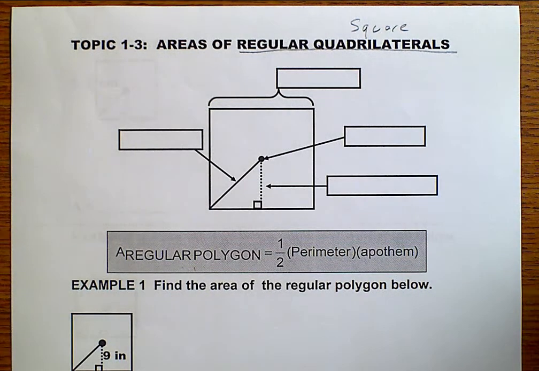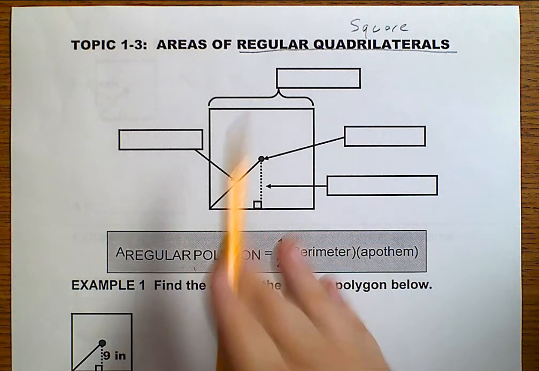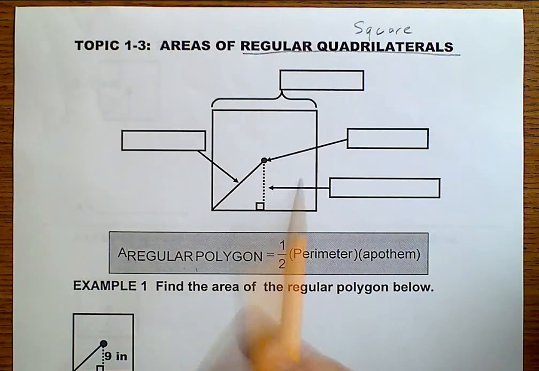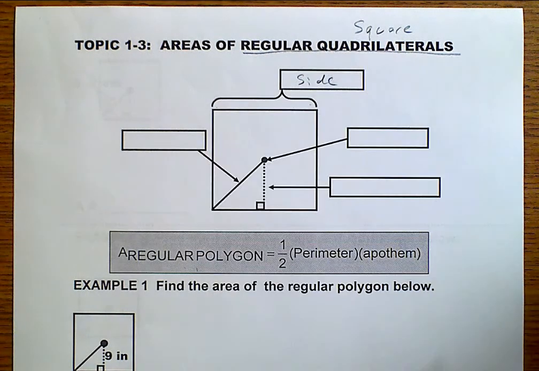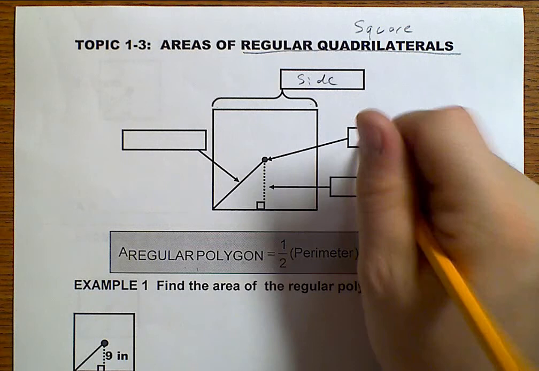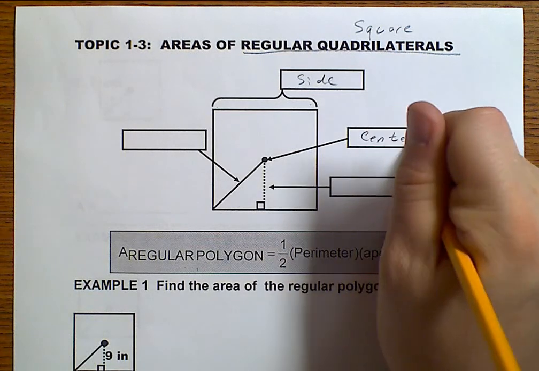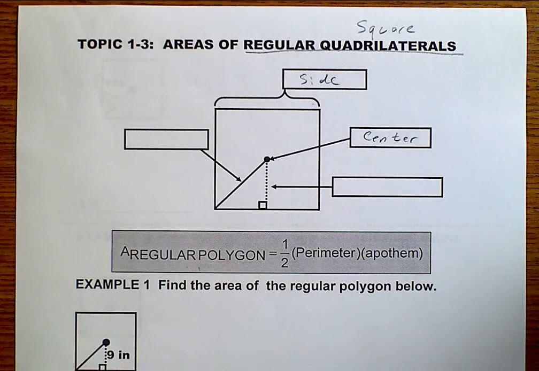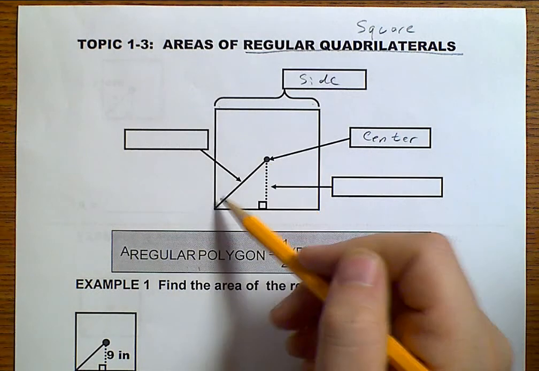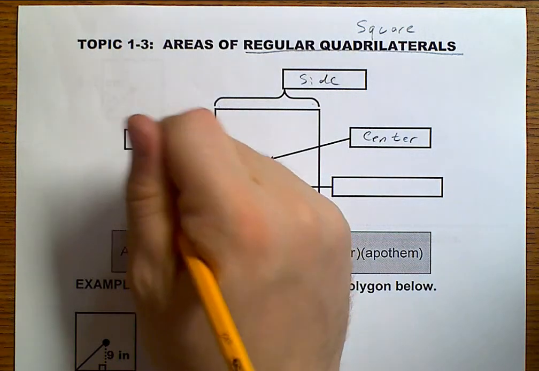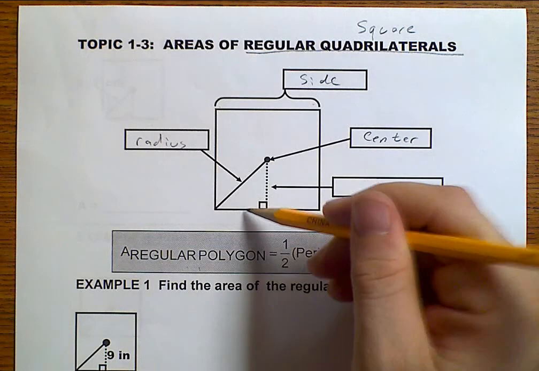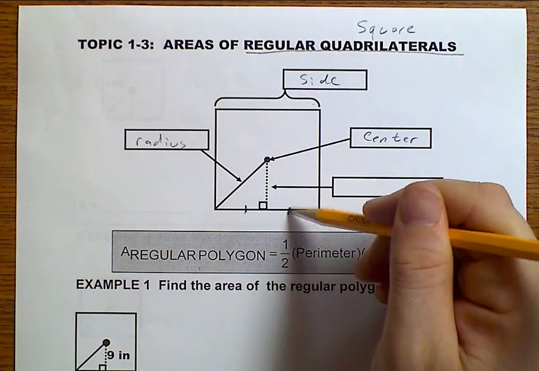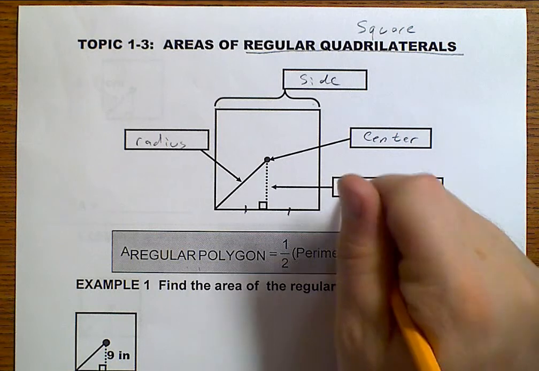So first off, let's label the parts of our regular quadrilateral, otherwise known as a square. Well, this is the length of a side. This dot is the center. Now you may remember from yesterday's assignment, we talked about the line that goes from the center to a corner is called the radius. And the line from the center perpendicular and bisecting the opposite side is called the apothem.